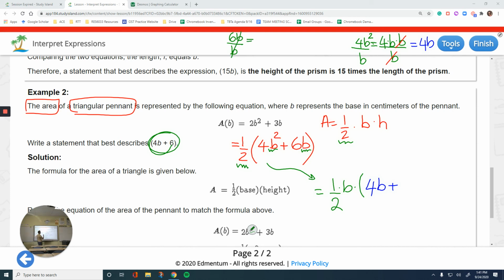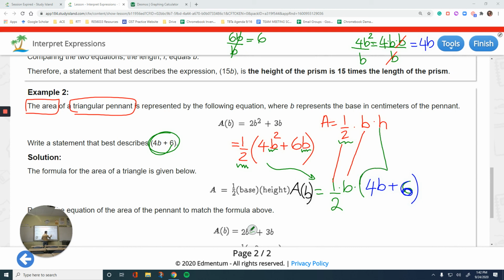Now, again, I started with what was given. A of b, this is how I started this question. It was equal to that expression. I factored out the 1/2 first, that was over here, and then I factored the b out. And then now it looks like the area of a triangle formula. Let's just pair everything up. 1/2 are over here. These are the base. And then the only thing left is the height. So that's my height. 4b plus 6, where's that? 4b plus 6 is the height of this triangular tenon.